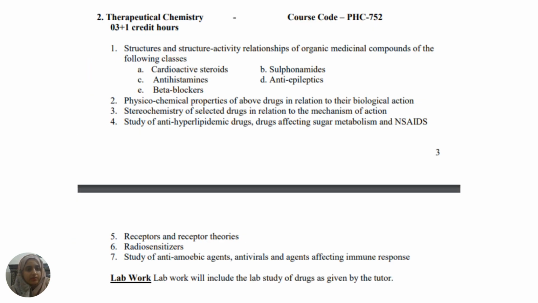Next is the therapeutic chemistry, which has credit hour 3 plus 1, and it includes the structure and SAR of cardioactive steroids, antihistamine, beta blockers, sulfonamides, anti-epileptics, physicochemical properties of drugs, stereochemistry, antihyperlipidemic drugs and their mechanism of action, receptors and radiosensitizers, study of anti-amoebic agents, antivirals and agents affecting immune response. And it also has a credit hour of 3 plus 1.